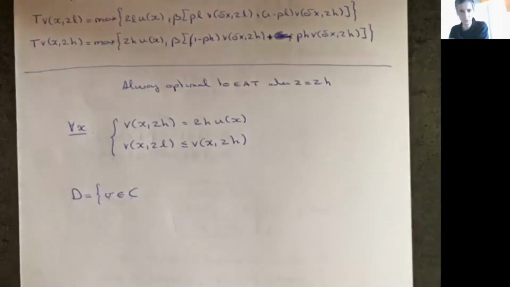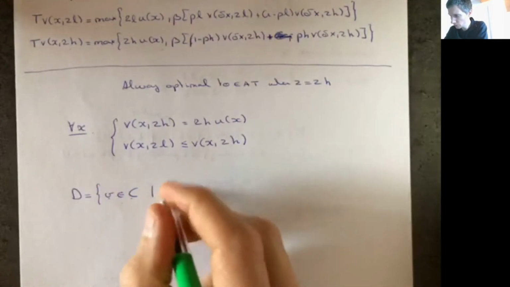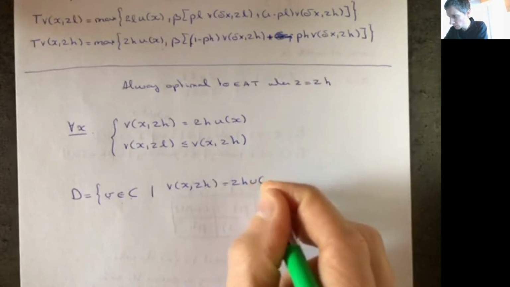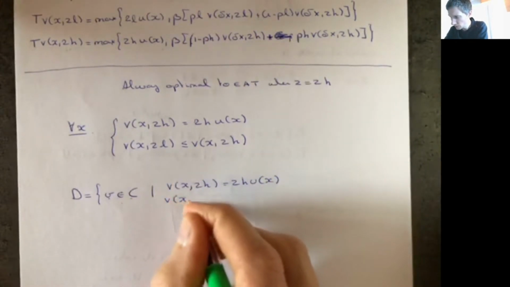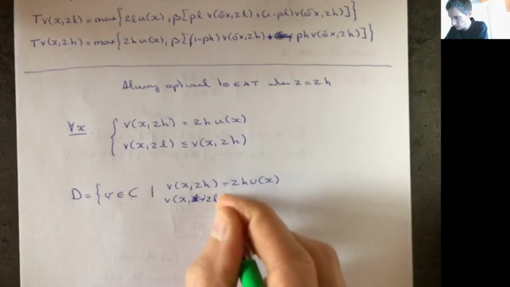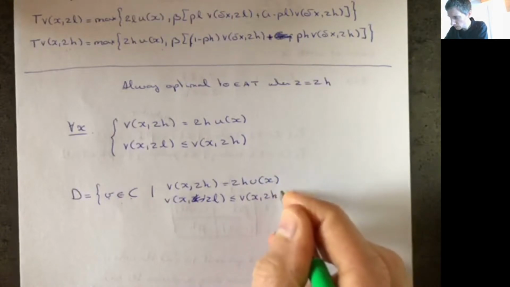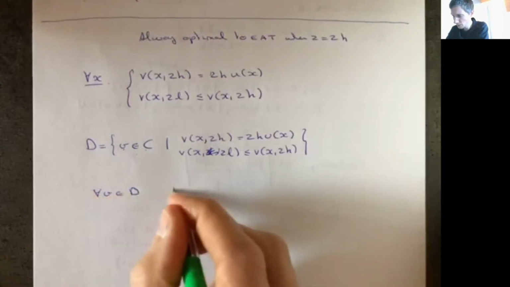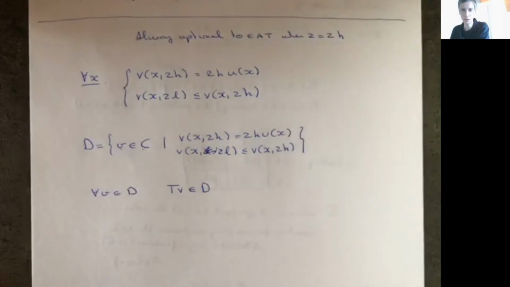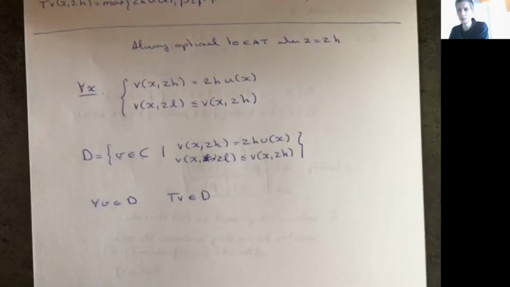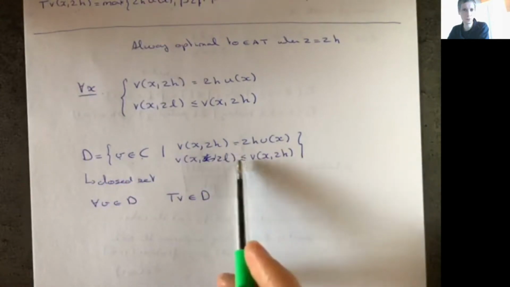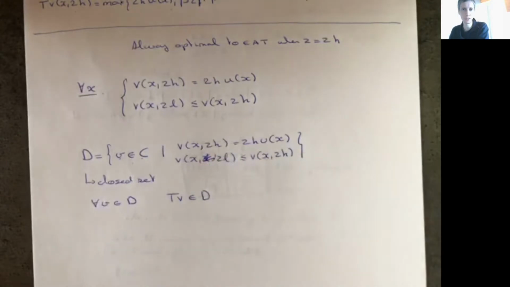Okay, so we look at all continuous functions V that satisfy the following two conditions, namely that V(x, ZH) is equal to ZH U of x, and V(x, ZL) is less or equal to V(x, ZH). We look at all the functions that satisfy these two conditions, and then we're going to show that for every V in D, T of V is also in D. So the operator maps from D to D, and D is a closed set. This follows from the fact that here we have equalities, so a sequence of functions that satisfy these two conditions, the limit, if it exists, will also satisfy these two conditions. So this is a closed set.